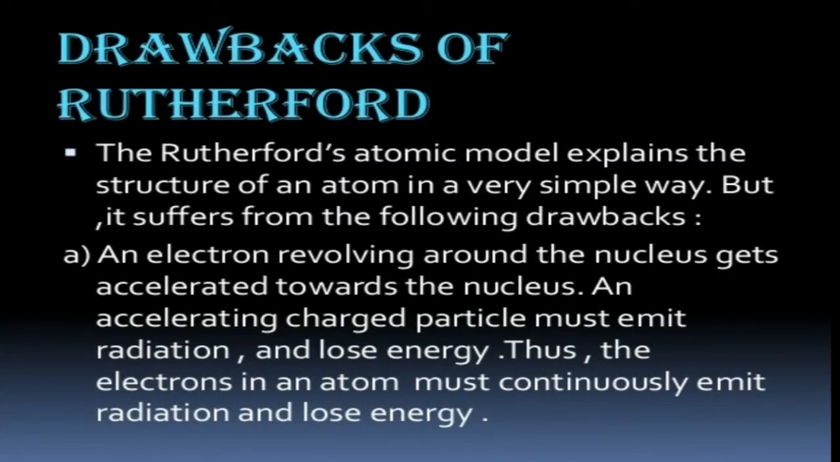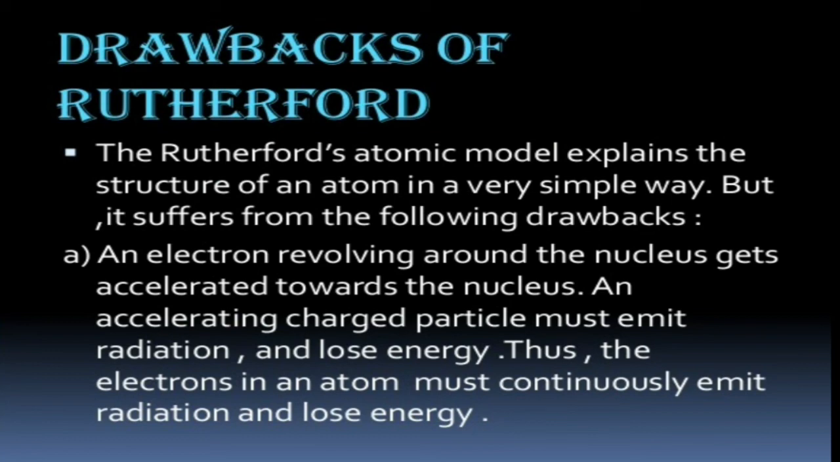But the Rutherford model couldn't explain such a spectrum. The line spectrum, which is the emission spectrum, and the absorption spectrum were not explained by Rutherford. Let's discuss the drawbacks of the Rutherford model. We know the Rutherford model explains the structure of atom in a very simple way, and the concept of nucleus is also the exact one. But the assumption that electrons revolve around the nucleus in circular orbits has some mistakes.